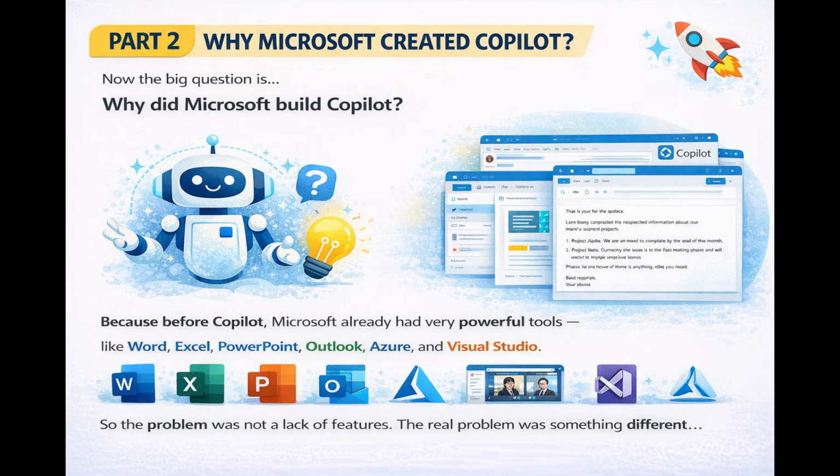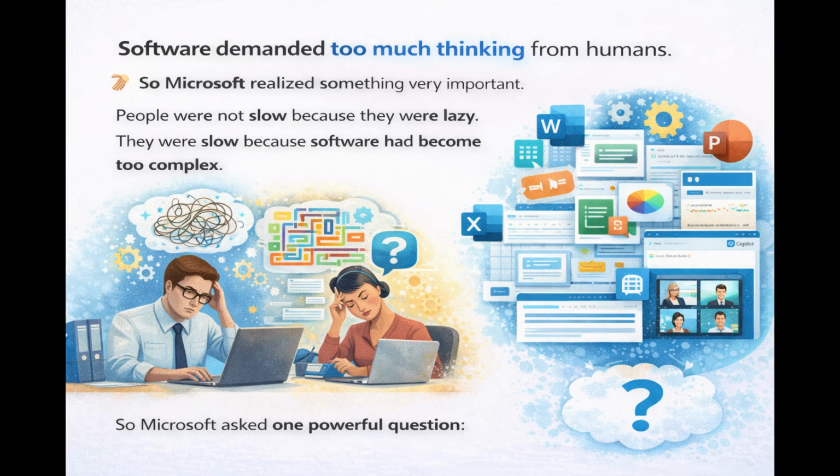Now, the big question is, why did Microsoft build Copilot? Because before Copilot, Microsoft already had very powerful tools like Word, Excel, PowerPoint, Outlook, Azure, and Visual Studio. So the problem was not a lack of features. The real problem was something different here. Software demanded too much thinking from humans. So Microsoft realized something very important here. People were not slow because they were lazy. They were slow because software had become too complex.